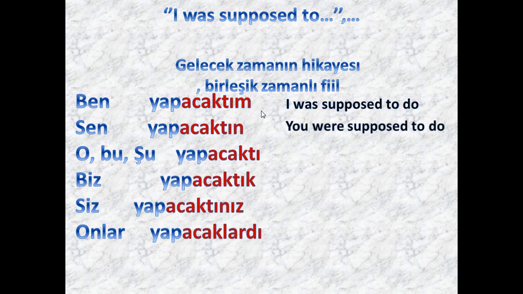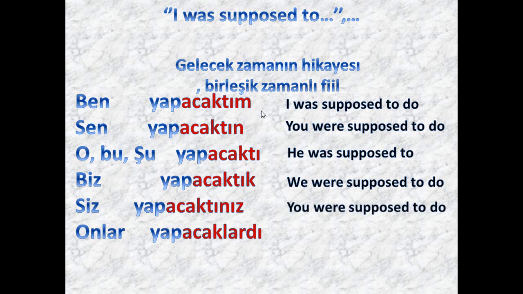Sen yapacaktın, you were supposed to do, or you were going to do. O yapacaktı, he was supposed to do or he was going to do. Biz yapacaktık, we were supposed to do or we were going to do. Siz yapacaktınız, you were supposed to do or you were going to do. Onlar yapacaklardı, means they were supposed to do or they were going to do whatever they were supposed to.